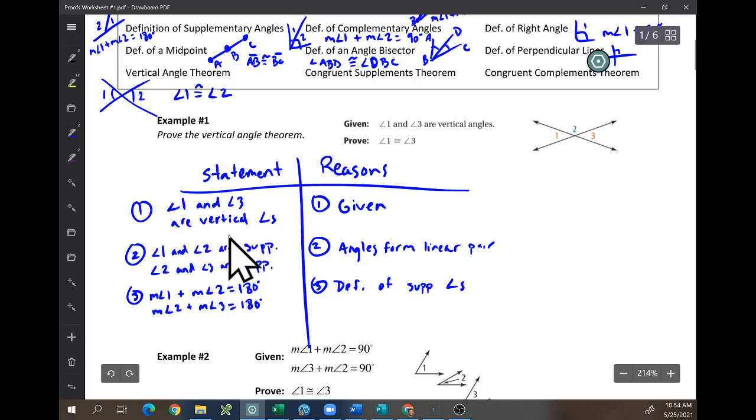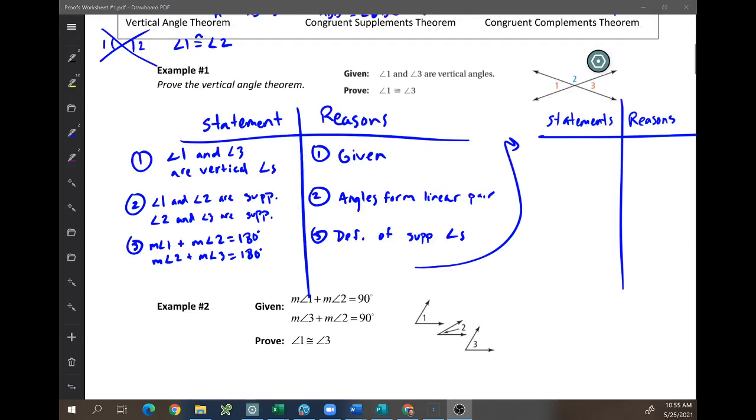Okay, so I basically said, yes, they're next to each other. That's a linear pair. Or they're supplementary, right? I could have kind of switched the statement and the reason there. It's kind of the same thing. But this is important to say that the measure of angle 1 plus the measure of angle 2 is 180. Now I'm writing kind of big, so I think I'm going to run out of room, so I added a little statements and reasons over there.